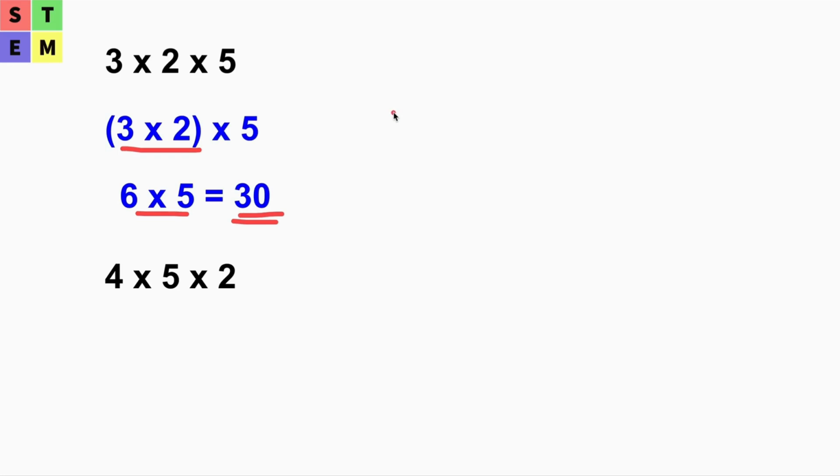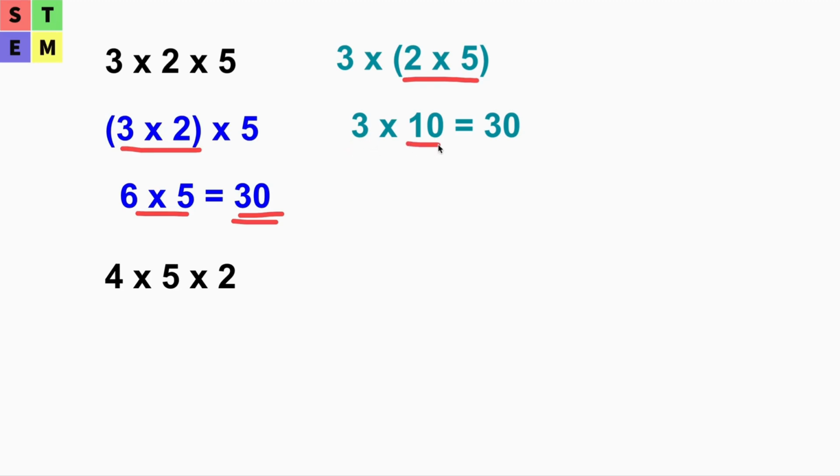Now let's try another order. Let's try 2 times 5 first, and then use the result: 3 times the result of 2 times 5. 2 times 5 is 10, so 3 times 10 is actually 30 again. We have the same result, even when we change the order.